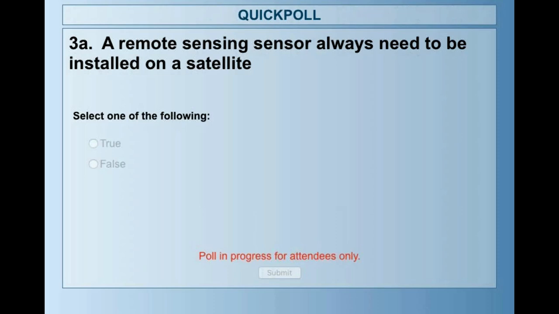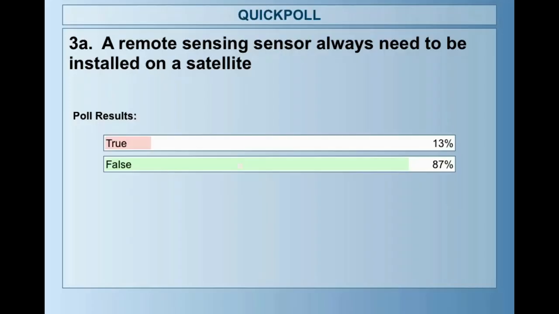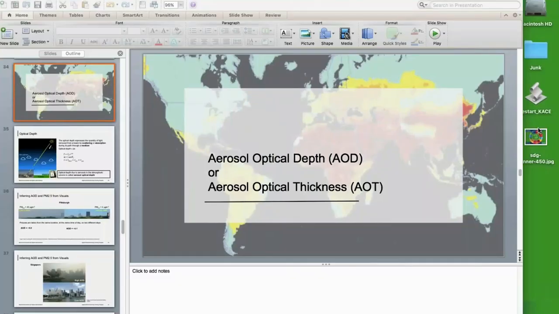Okay, great. So the correct answer to this question is, like you can see in the results, 87% of people have responded false, and that's the correct answer. As we have seen, depending on the application and the purpose, a remote sensing sensor can be installed on any platform, all the way from vehicles, a tripod, a balloon, an aircraft, or a satellite. So it's not necessary.